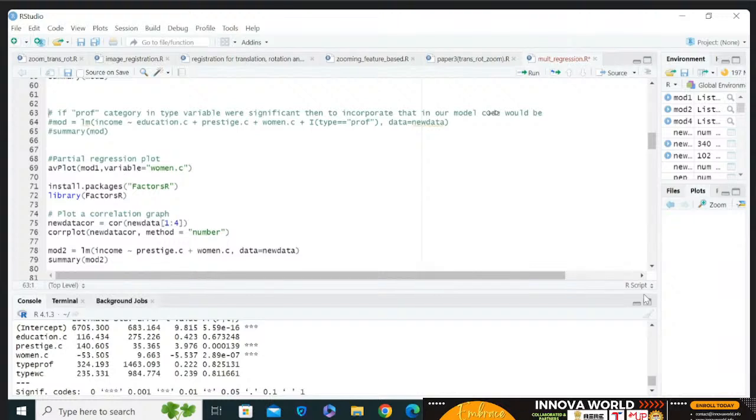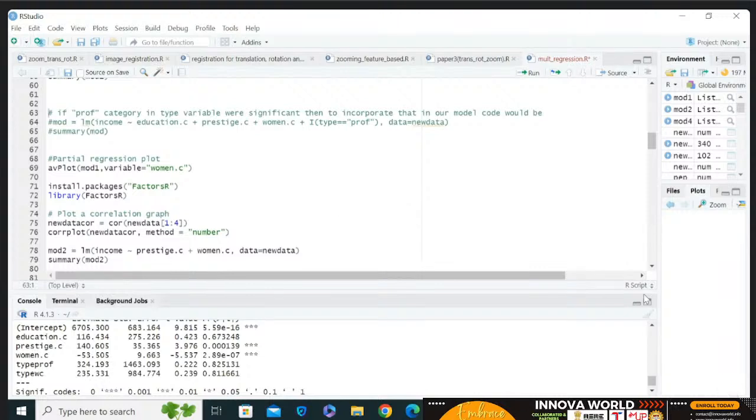Suppose here you can see the stars, and except for the stars are the p-values. That is education. We are eliminating the education variable. We are eliminating the type variable and the WC variable also. But we need those in our model. Then what to do?